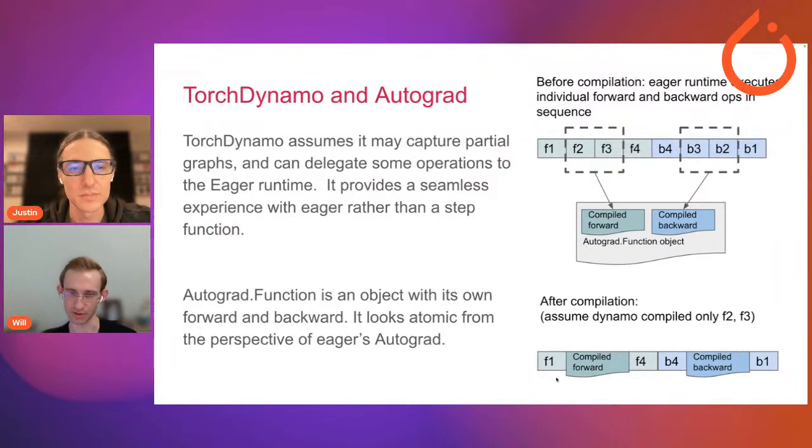And then you can see down below, this is actually what happens when you execute the program. There's an eager operator for F1 still running, and then there's this compiled forward for the fusion of F2 and F3, and its backward also shows up as a fusion for the backwards of 3 and the backwards of 2, and those compiled artifacts get executed by the eager runtime, just like they were a native operation in eager PyTorch.